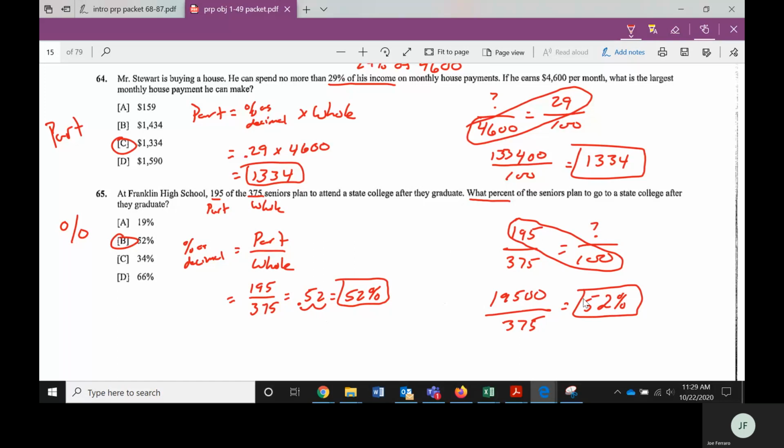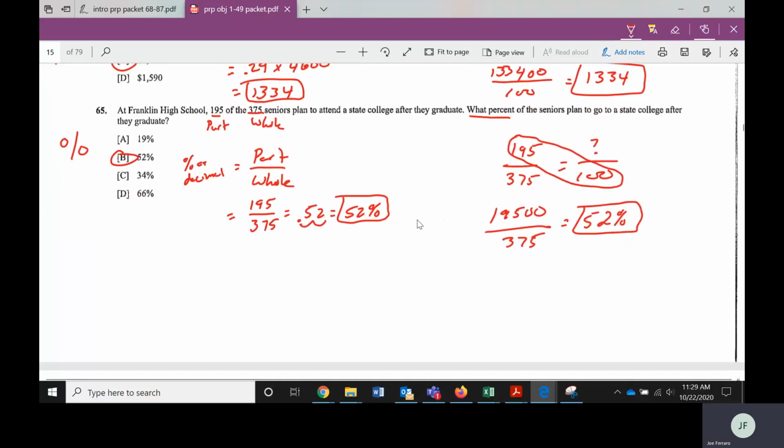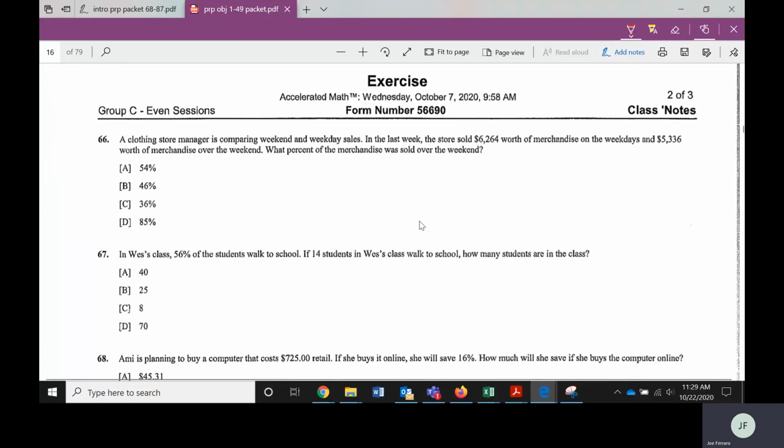There are a couple percentage ones that get a little tricky. And we only got a couple problems left here. 66 is similar to 65, but it's going to be different, and we'll show you how. It says a clothing store manager is comparing weekend and weekday sales. In the last week, the store sold $6,264 worth of merchandise on weekdays, $5,336 worth of merchandise over the weekend. What percent of the merchandise was sold over the weekend?